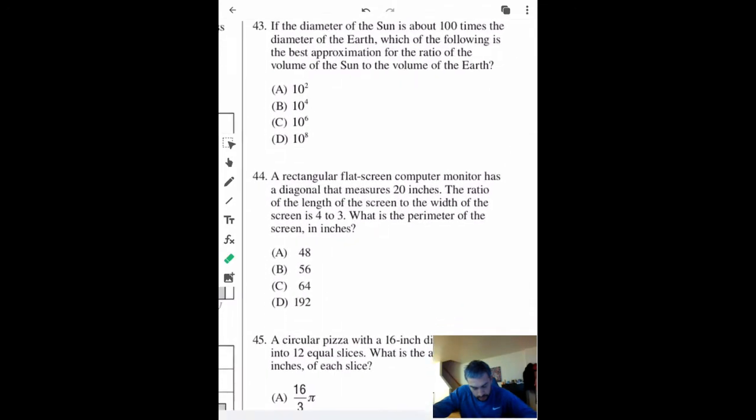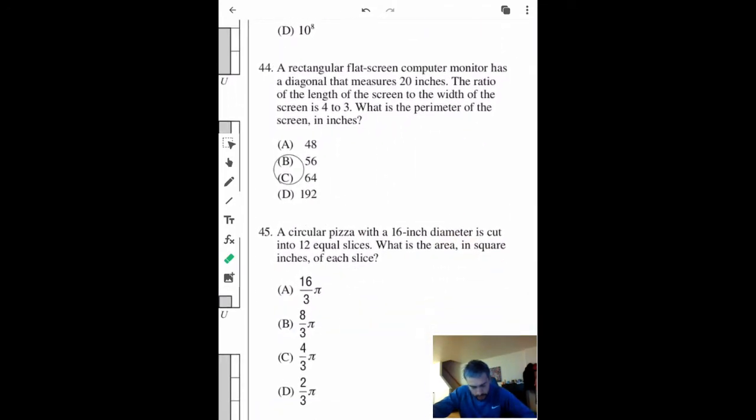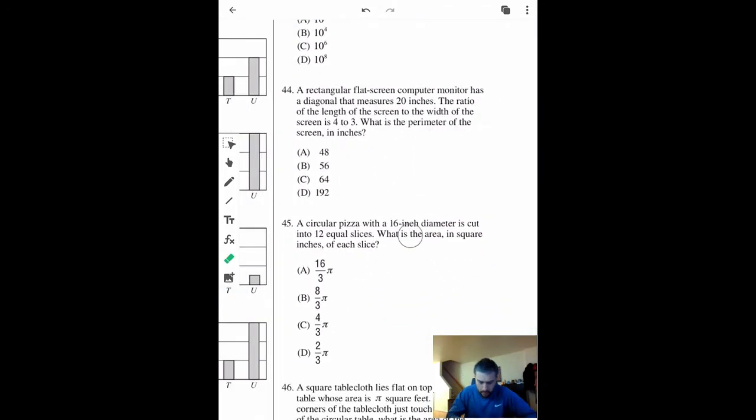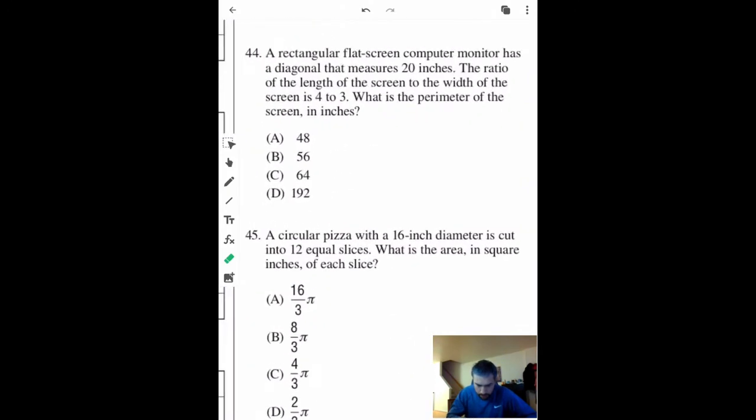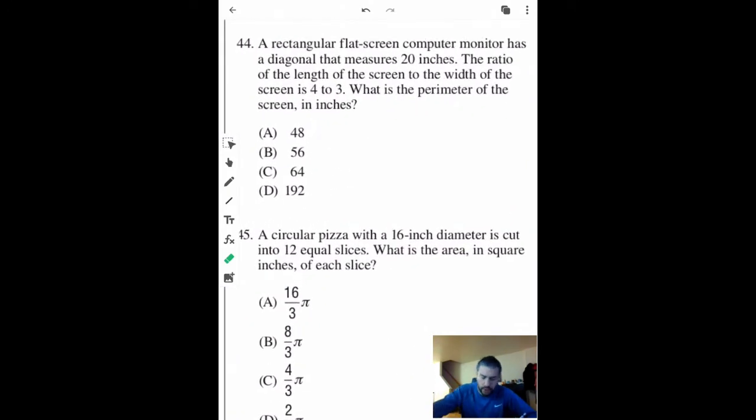Now I can move on to 44. A rectangular flat screen computer monitor has a diagonal that measures 20 inches. The ratio is 4:3. Interesting, I got 4/3 again. That's a coincidence. What's the perimeter of the screen in inches?